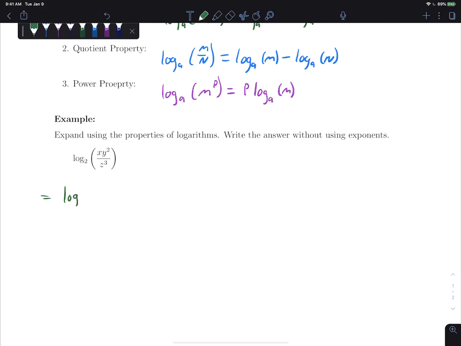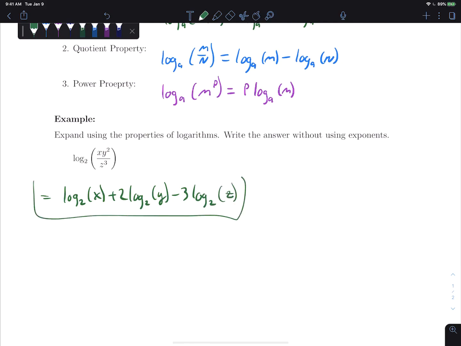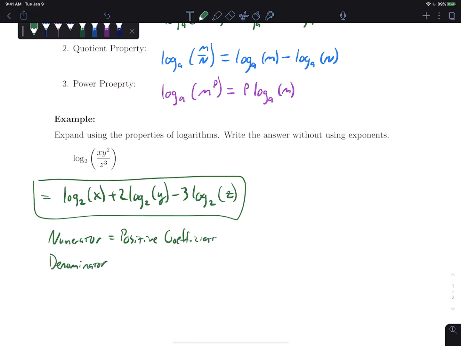So we have log base 2 of x plus 2 log base 2 of y, then minus 3 log base 2 of z. That's the answer. And I fully expect you to be able to go from here to here immediately. And here's why. First of all, if it's in the numerator, that's going to give you a positive coefficient. If it's in the denominator, that will give you a negative coefficient.